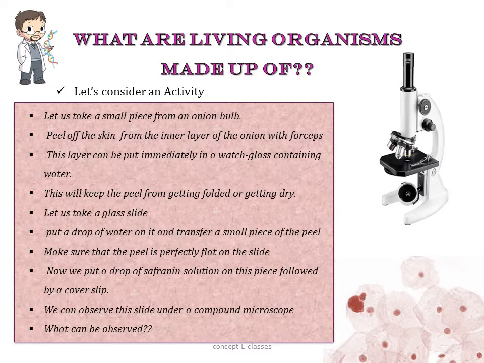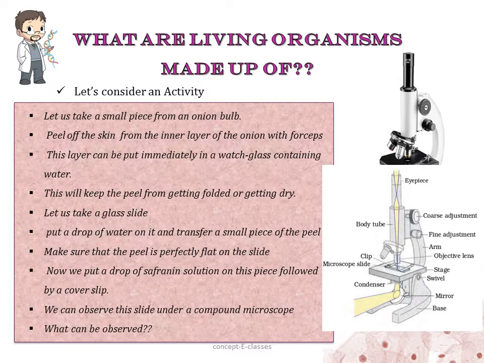Okay, now let us take a glass slide, put a drop of water on it, and transfer the small piece of peel. Make sure that the peel is perfectly flat on the slide. What we are going to do is observe this peel under a microscope. You all might know what a microscope is, right? It is an instrument which is used to examine very small objects that cannot be seen with the naked eye.